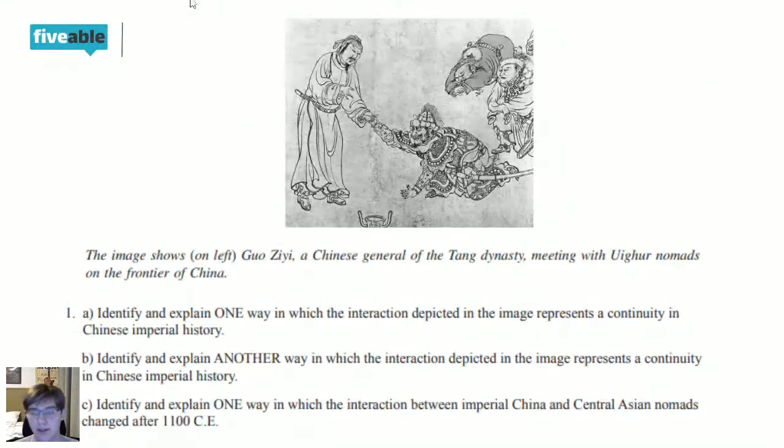For this one, I'm going to show you the example answer, and these all earn the points. And then we're going to write one on the Columbian exchange.